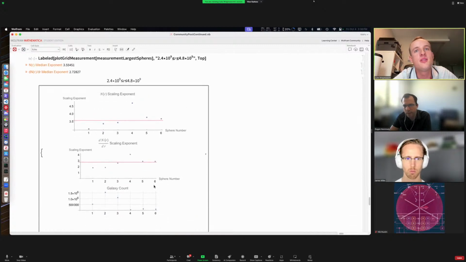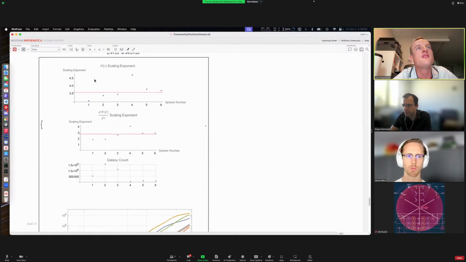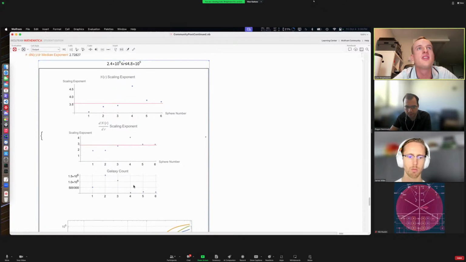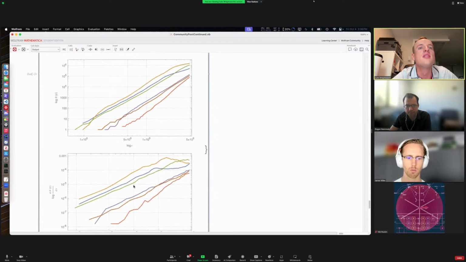So this is using only 6 spheres filling the whole box. So we get 3.55 and 2.7. And we have one sphere that's all the way up at like 5, but also very few galaxy counts. So that's probably why.